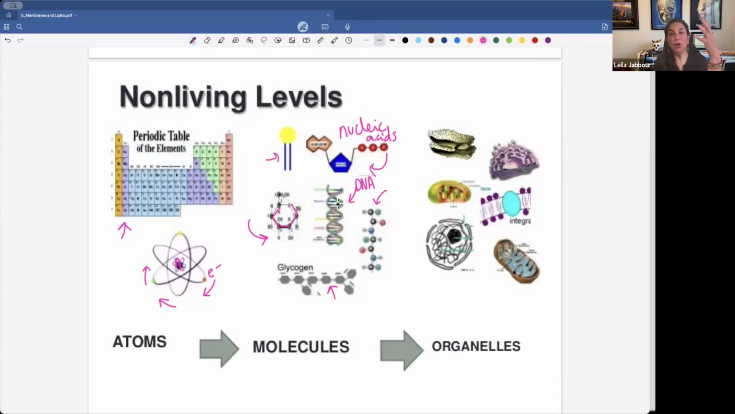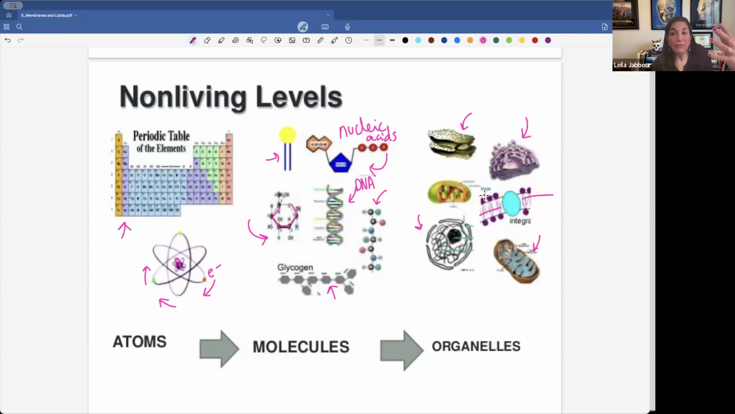The molecules are non-living, and they come together to form membranes and different little structures we call organelles. They're like little organs inside of a cell. We'll talk about organelles in more detail in a separate lecture. They come together to form little boxes inside the cell, and the membrane will be the limit, the edge of the cell. So atoms, molecules, and organelles are non-living. On their own, nothing is going to happen.